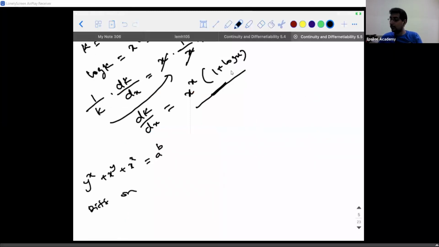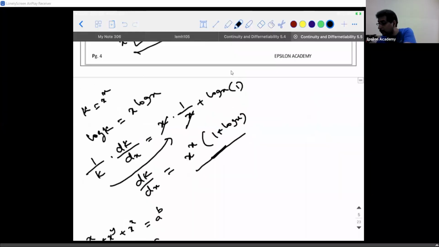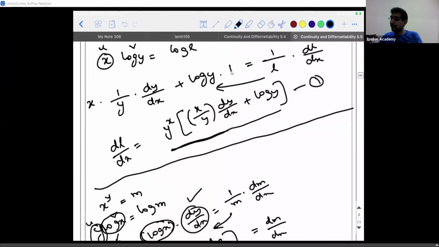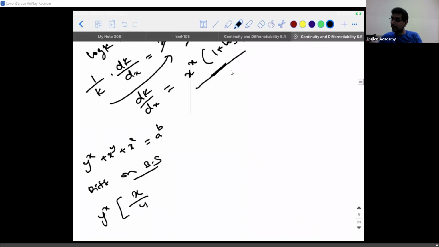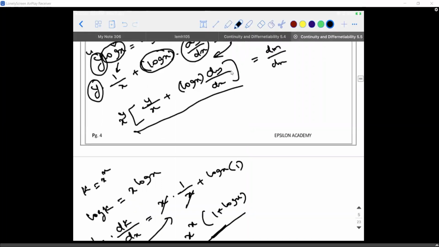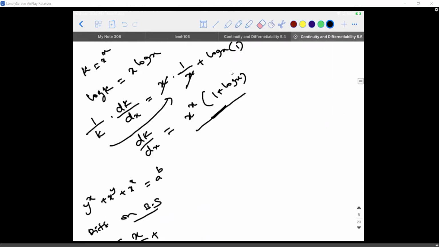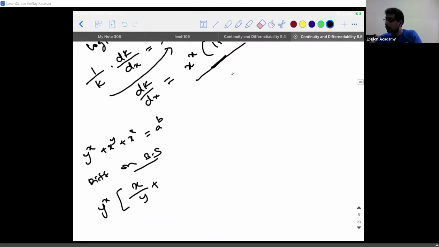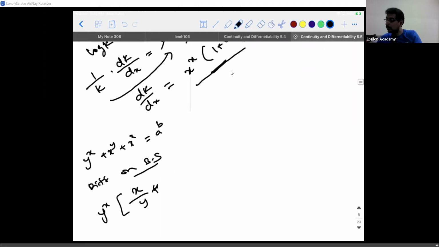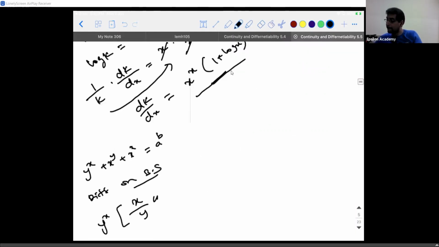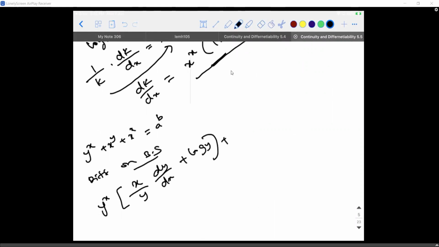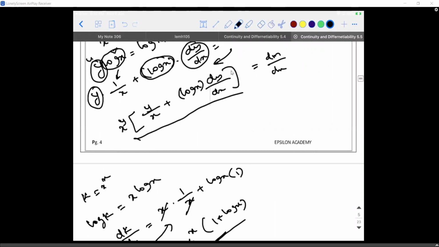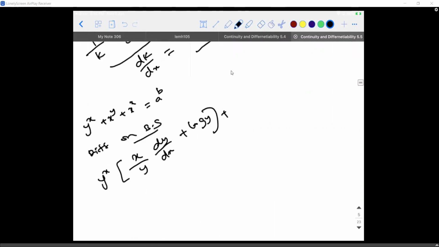By differentiating on both sides, what did you get as the derivative of y power x? You got it as y power x into, can someone read it out, into x by y into dy by dx plus log y. Correct? Yes. What is the derivative of x power y? x power y into y by x plus dy by dx into log x.